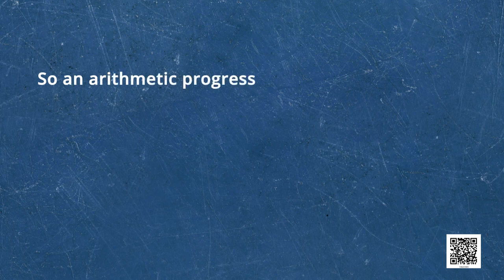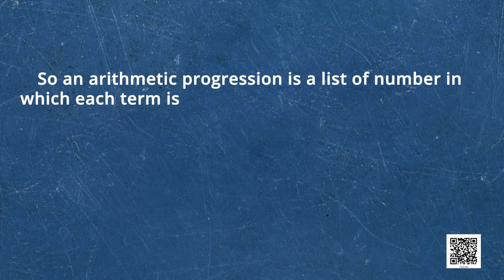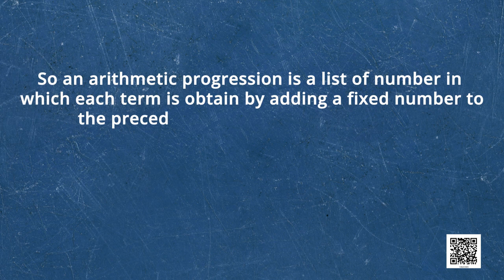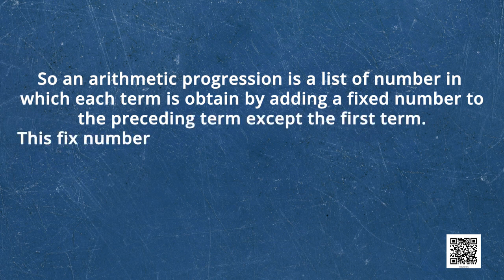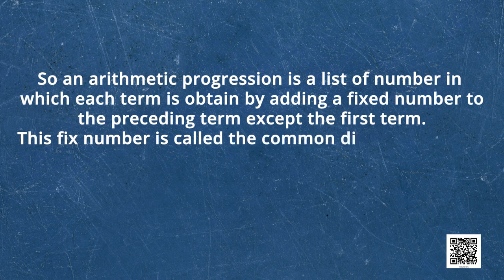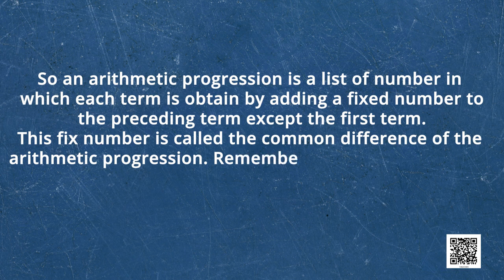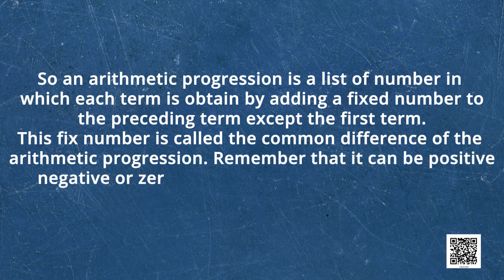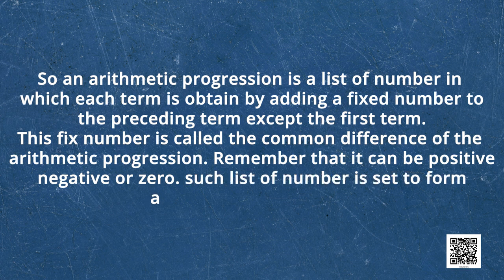So an arithmetic progression is a list of numbers in which each term is obtained by adding a fixed number to the preceding term except the first term. This fixed number is called the common difference of the arithmetic progression. Remember that it can be positive, negative or 0. Such a list of numbers is said to form an arithmetic progression.